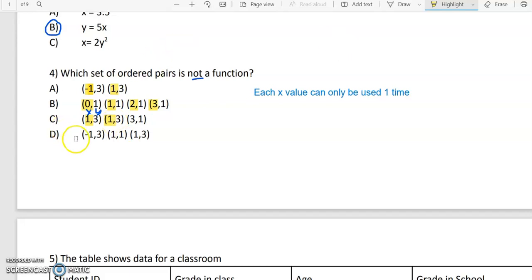Let's go ahead and look at D. So I have the x value -1, 1, and 1. So my x value is used more than once, and it's paired with multiple y values. So I know that D is not a function because the x value is paired with multiple y values.